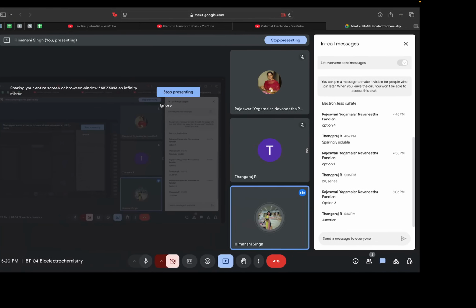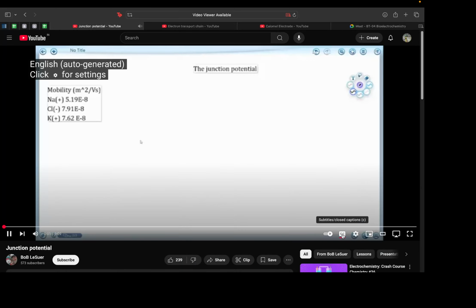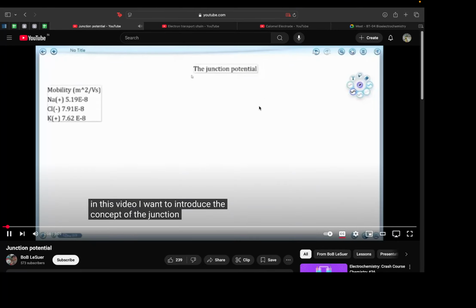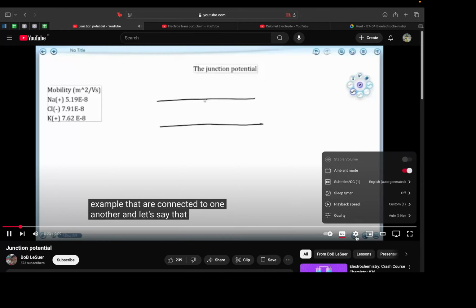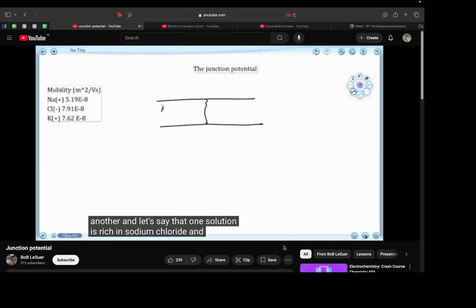Okay, let's see a little bit more about junction potential. In this video, I want to introduce the concept of the junction potential. If we have two solutions that are connected to one another, and let's say that one solution is rich in sodium chloride, and the other solution is just plain old water.